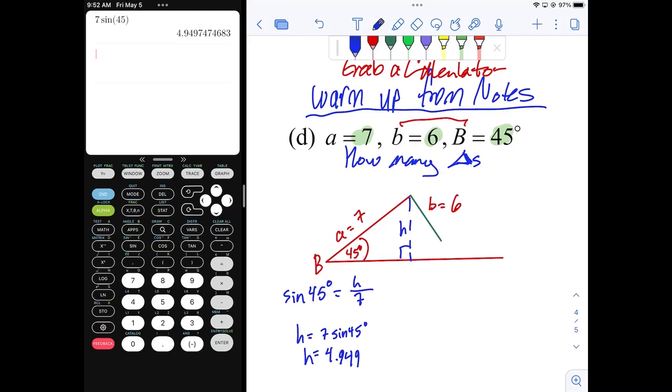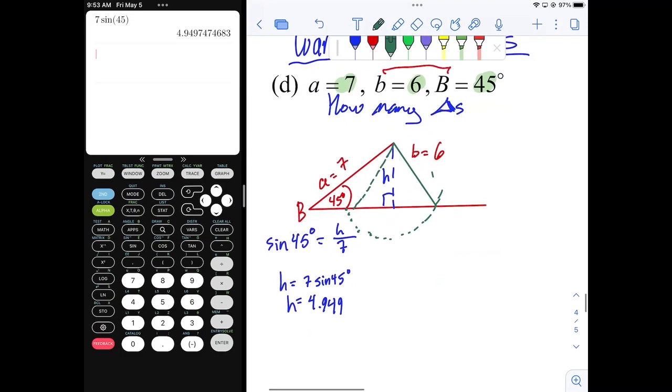So is 6 long enough to reach the side? It is long enough to reach the side. So I know I'm going to have at least one solution. So I can go ahead and finish drawing that right there. So I have that solution. But if I swing that thing around, is it going to intersect inside or outside the triangle? It's going to intersect inside the triangle. And we know that because 6 is less than 7. So for the acute case, if 6 is less than 7, you know there's going to be 2 solutions. All right? So that's what we'll say here. 2 solutions or 2 triangles, whatever you want to say.